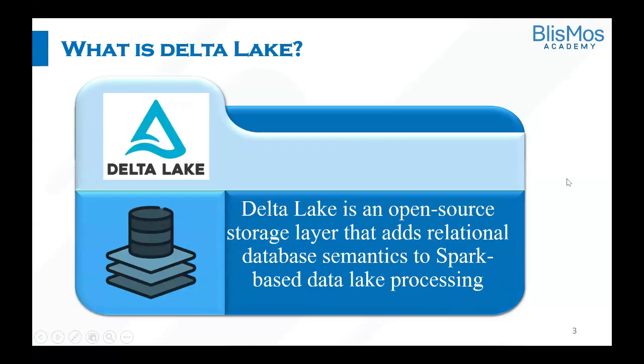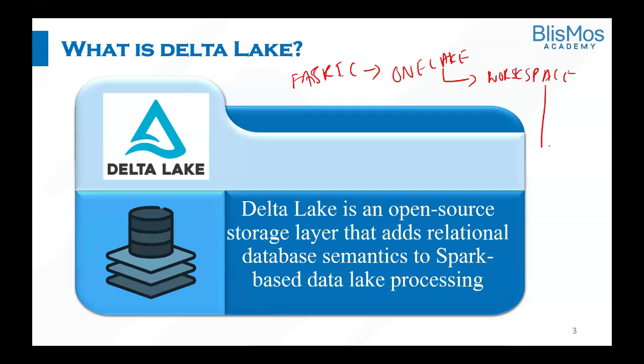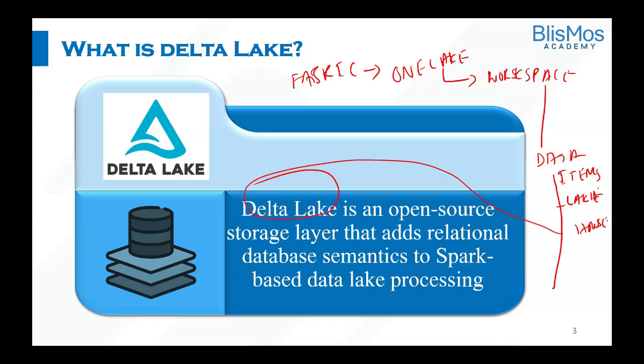Okay. So we understood in the Fabric account, we have OneLake, within it workspace, right? And within the workspace, we have different data items like lakehouse. So in the lakehouse, we have delta lake. If you guys remember, lakehouse is a combination of a lake and warehouse, right? Now, how that lakehouse is coming to work is through the Delta Lake.